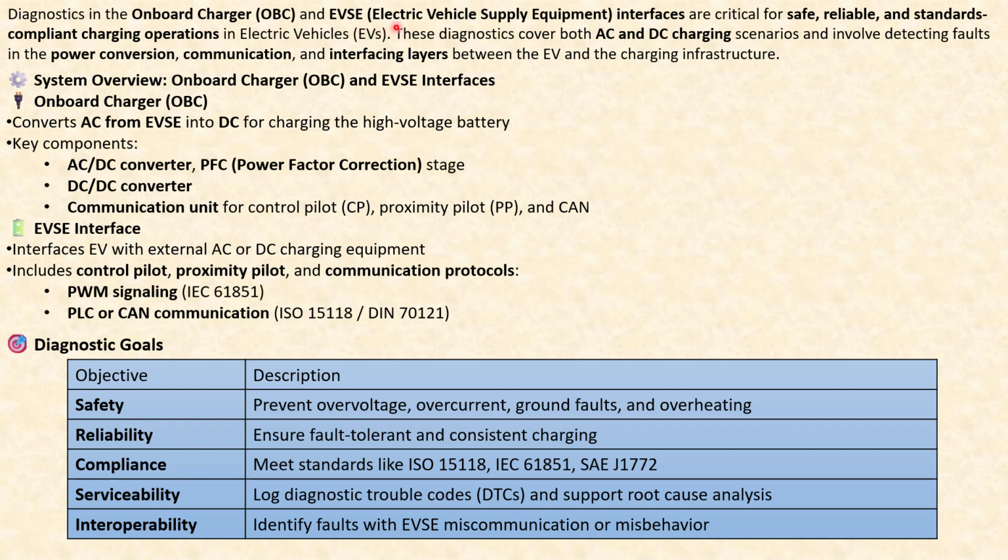Charger and EVSE, which means electric vehicle supply equipment interface, are critical for safe, reliable and standards-compliant charging operations in electric vehicles. So you should understand that charging the vehicle cannot happen in a haphazard manner. It has to happen in a very organized and standardized manner so that it is safe and reliable. The last thing you want is the vehicle catching fire during charging. And these diagnostics cover both the alternating current and direct current charging scenarios and involve detecting faults in power conversion, communication, and interfacing layers between the EV and charging infrastructure.